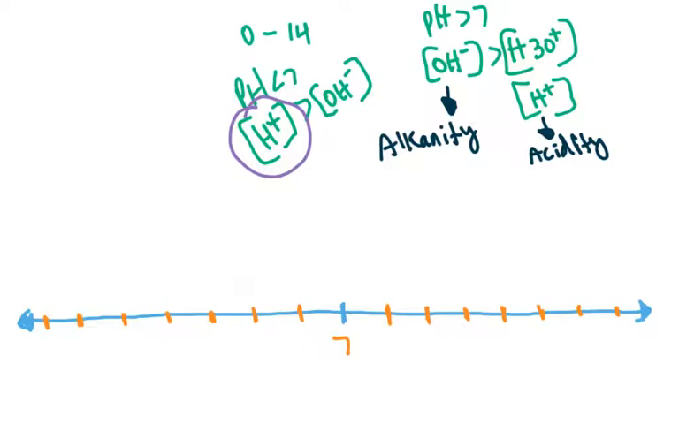Now let's label this real quick: 8, 9, 10, 11, 12, 13. The pH can go below 0 depending on how high the concentration of H plus is, but that's only with certain super acidic solutions. Usually it's between 0 and 14: 6, 5, 4, 3, 2, 1, 0. So this is our pH scale.